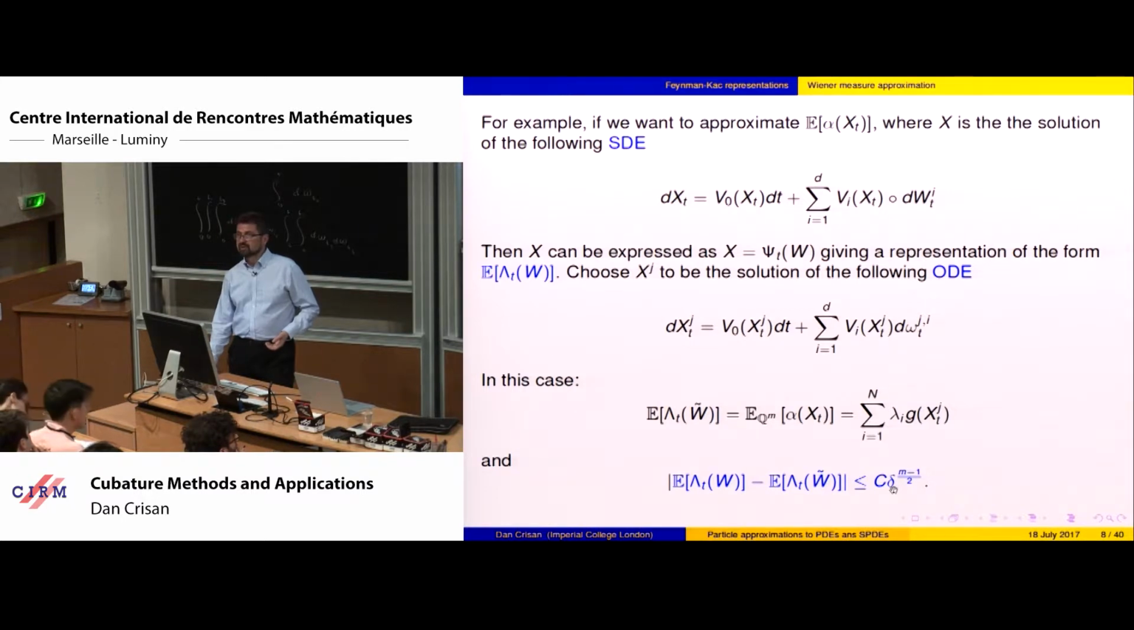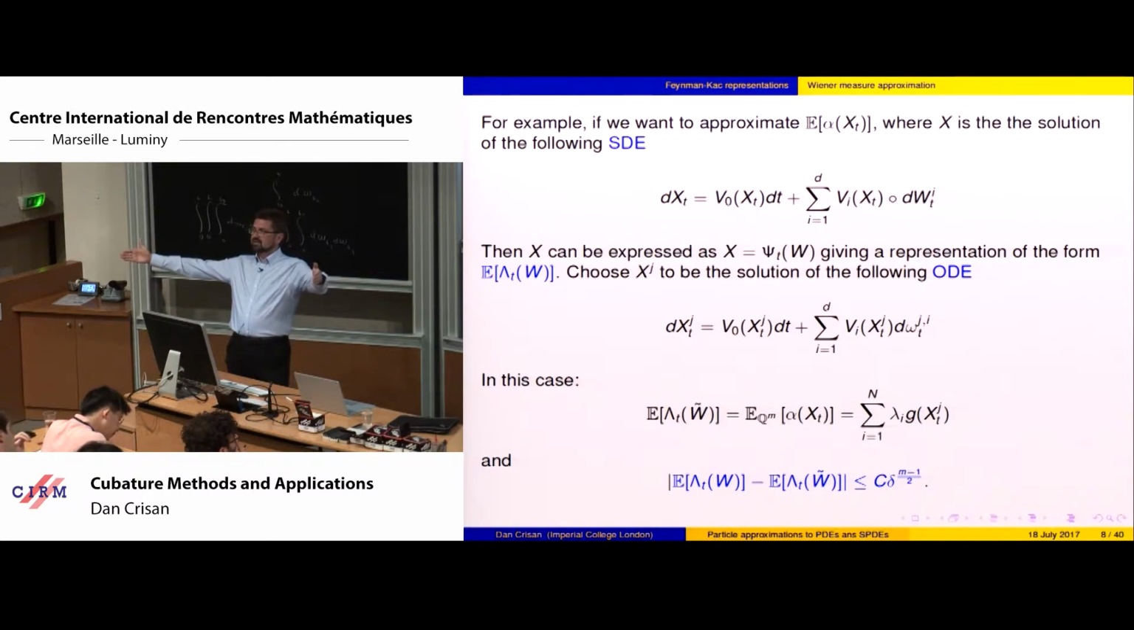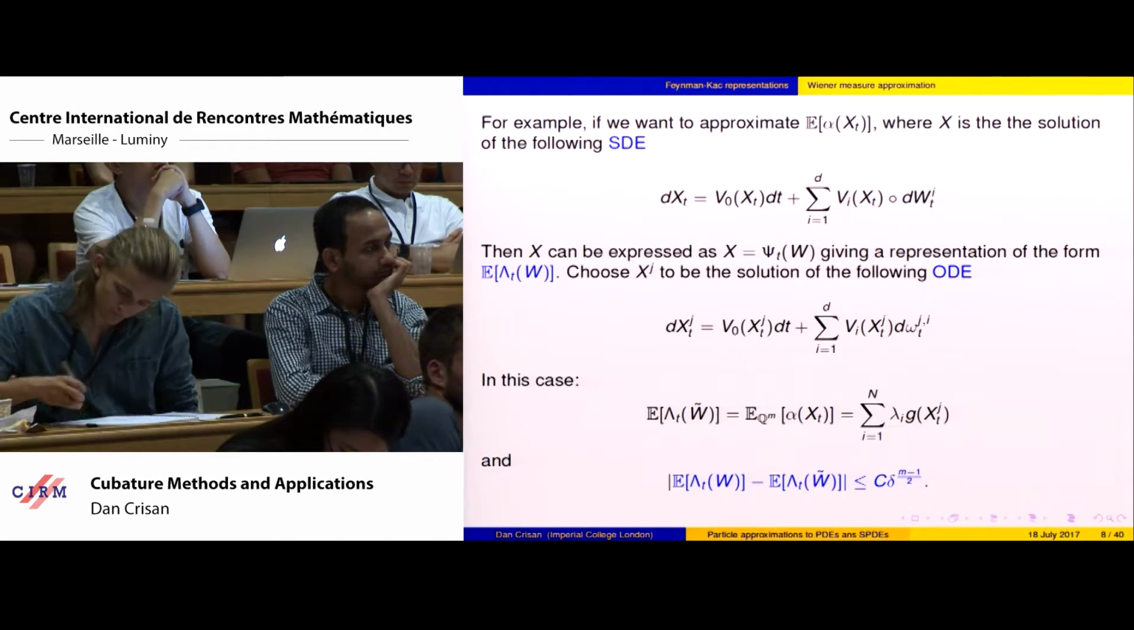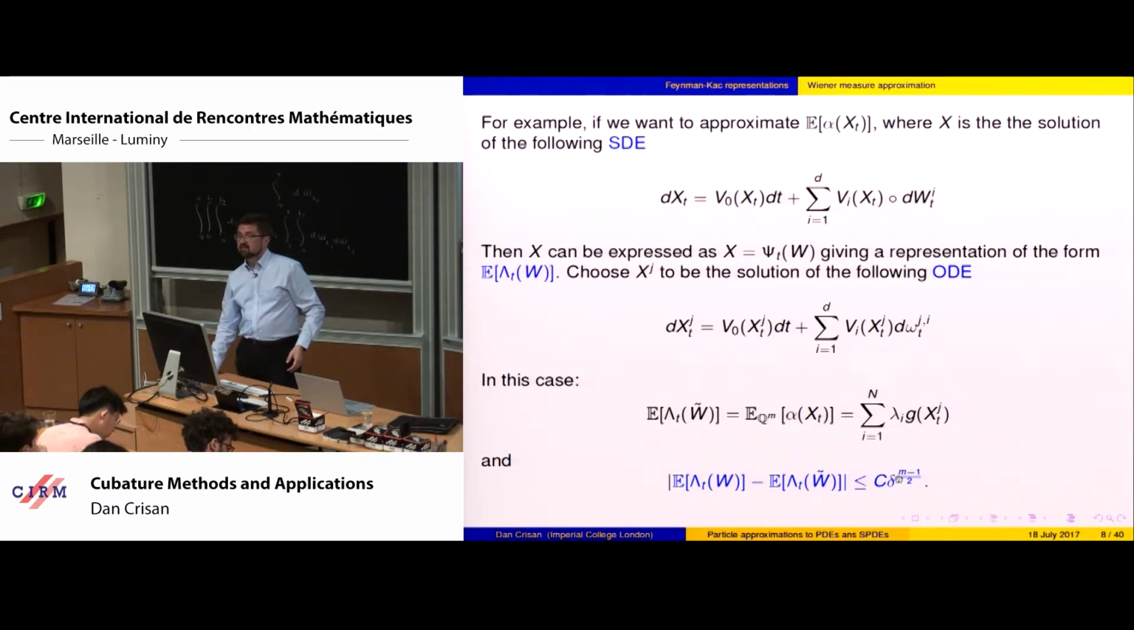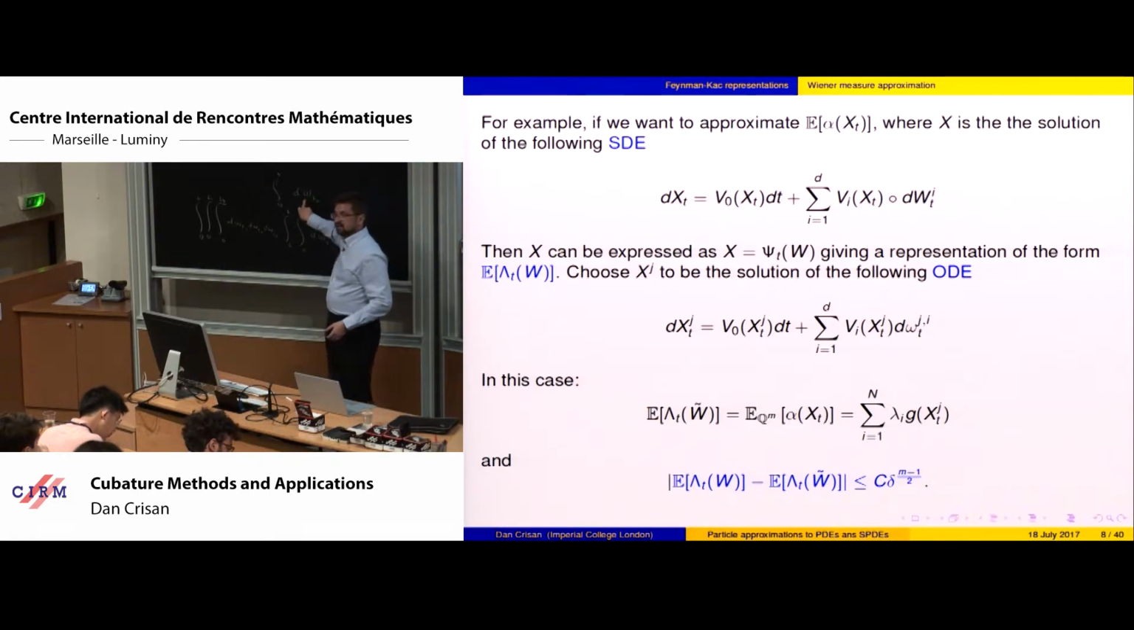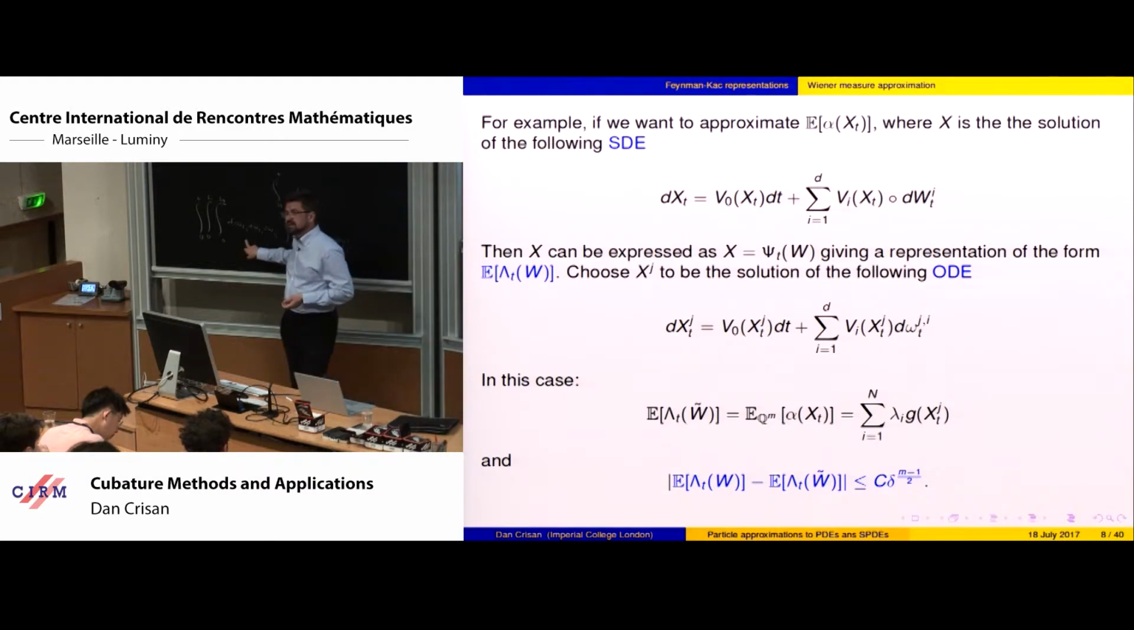You can work on the whole interval [0,T], or you can divide this interval into subintervals, and then for each of these subintervals, you can apply the cubature and solve these ODEs. If the mesh of the partition is delta, then the order that you end up with is this, and m is the number of iterated integrals that you match. So if you just match one, it's bad news. If you match two, you get a half. If you match three, you get (3 minus 1) divided by 2, so order 1.